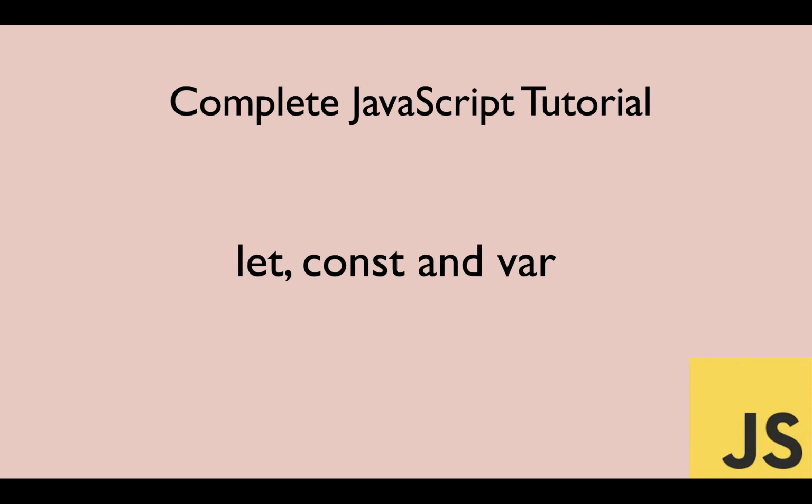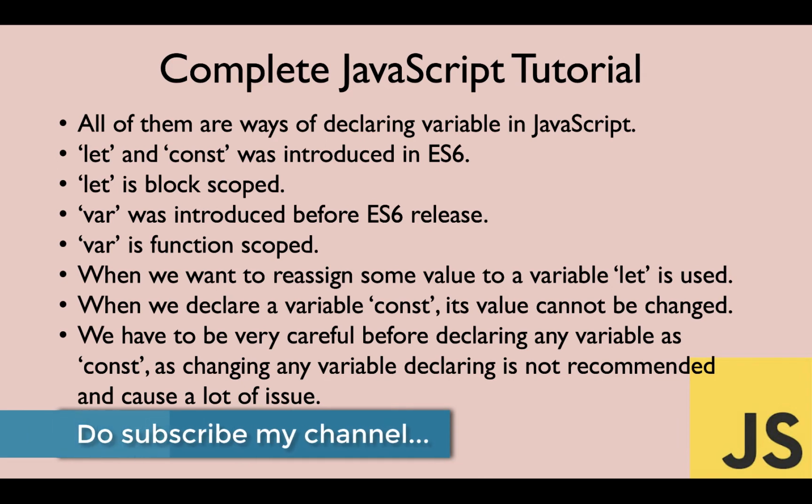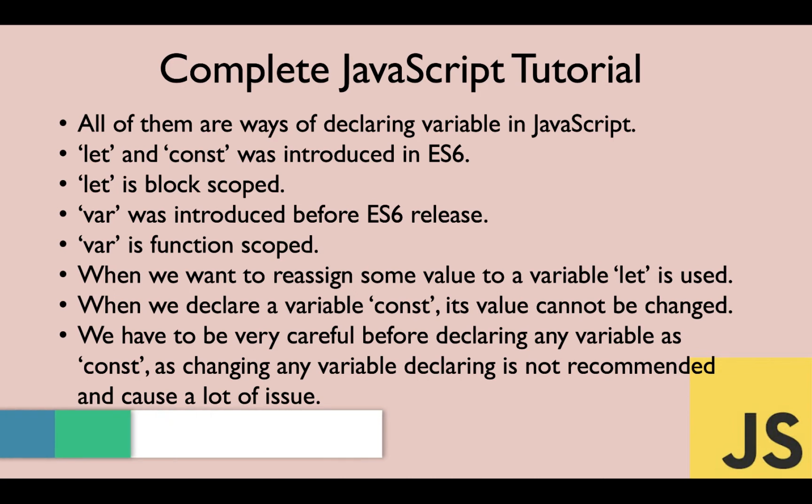In this topic we'll cover what exactly is let, constant and var. We'll also see a lot of examples, what exactly they mean, how to use them, and why one is preferred over another. Let, constant and var are ways of declaring variables in JavaScript. Let and constant were introduced in the ES6 version and var was introduced before ES6.